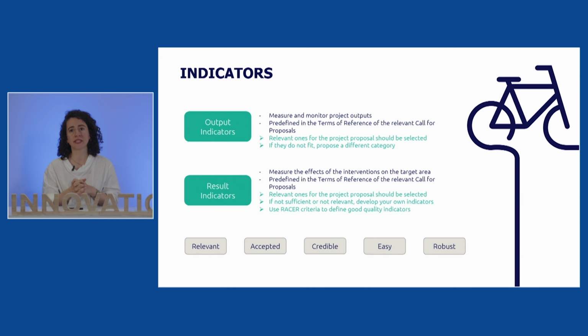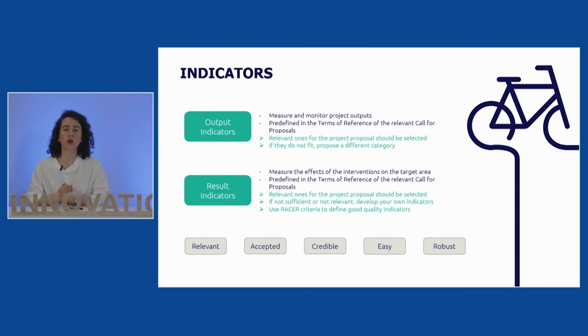Similarly for result indicators, they aim to measure the effect of the intervention in your urban area. Again, we have predefined result indicators that come from the European Commission that you can use if they are relevant and in line with what your projects want to do. And if not, you're able to develop your own indicators.